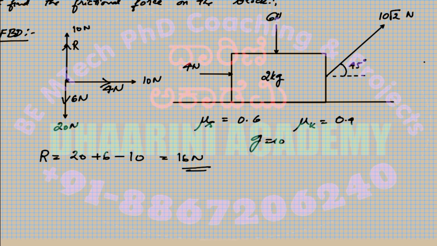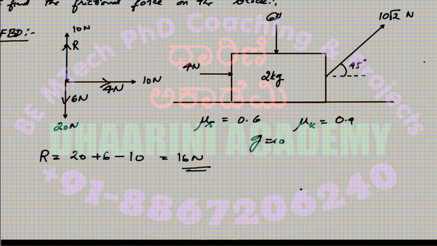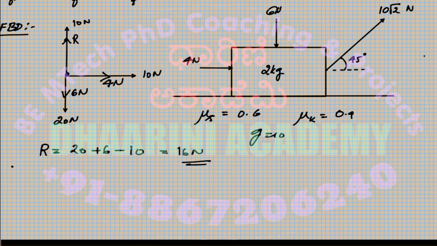When I have the normal reaction, I can find the amount of frictions. Two types of frictions can be calculated. So friction due to the static is mu s into this normal reaction R. So you can even call this as N, doesn't matter. So mu s into R. So mu s is 0.6 into 16. So that is 9.6 Newton.